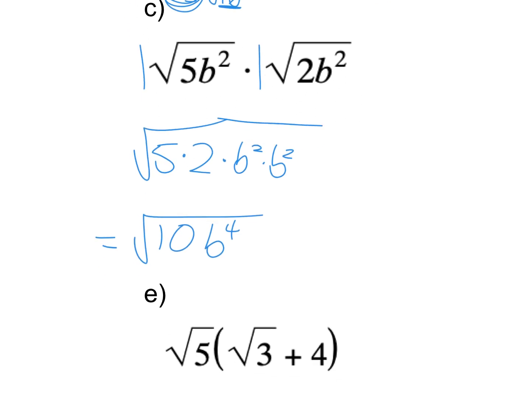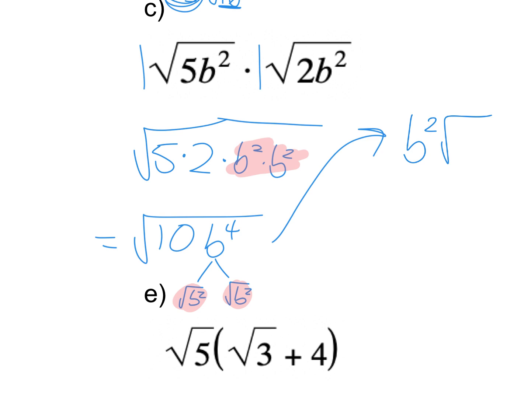Now we need to ask, can we simplify anything in this? The answer is yes. The square root of 10 cannot be simplified. That won't break down for us. But the square root of b to the power of 4 does. So we need to ask ourselves, what times what gives us b to the 4th? Well, in this case, we actually saw it in the previous step. B squared times b squared, that actually gets us b to the 4th. So we can pull out b squared. So in this case, our final answer would be b squared times the square root of 10.